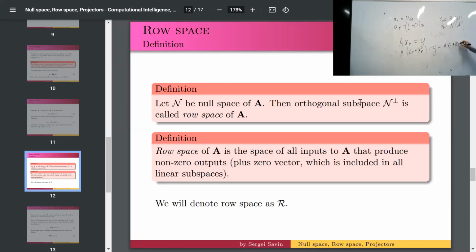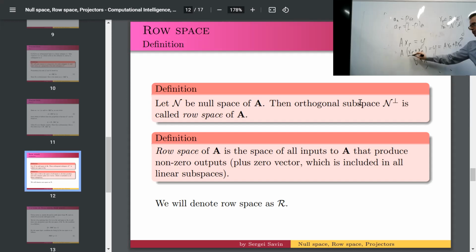Because XR plus A XN, we just open the brackets and this guy has to be 0 by definition of null space, right? Okay, good. So what can we gather from it? First of all, we can gather that this particular output will be produced by any XN, but only for a single XR. Why for any XN? Because of this argument. So we have the entire subspace mapped into a single point.